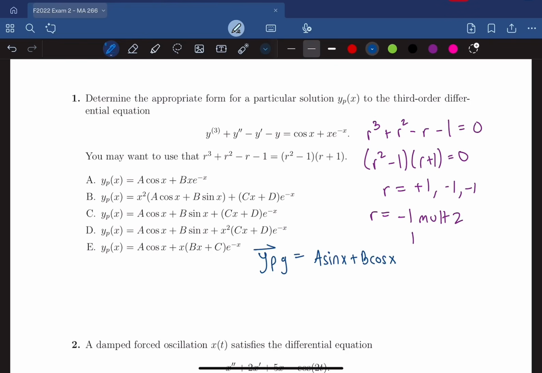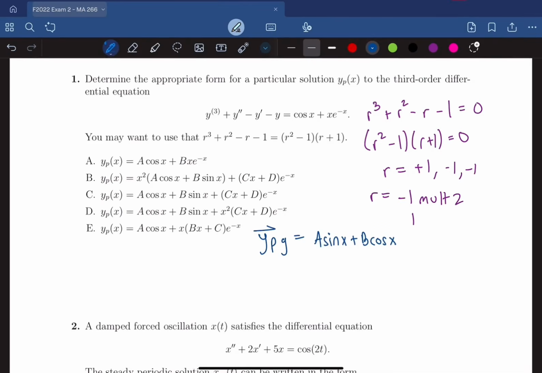And as you can see, none of these correspond with any roots over here, so we're all good. We need to remember that we have a repeated root here, -1 multiplicity 2. And then for the second term, x e to the negative x, we are going to guess cx plus d times e to the negative x.